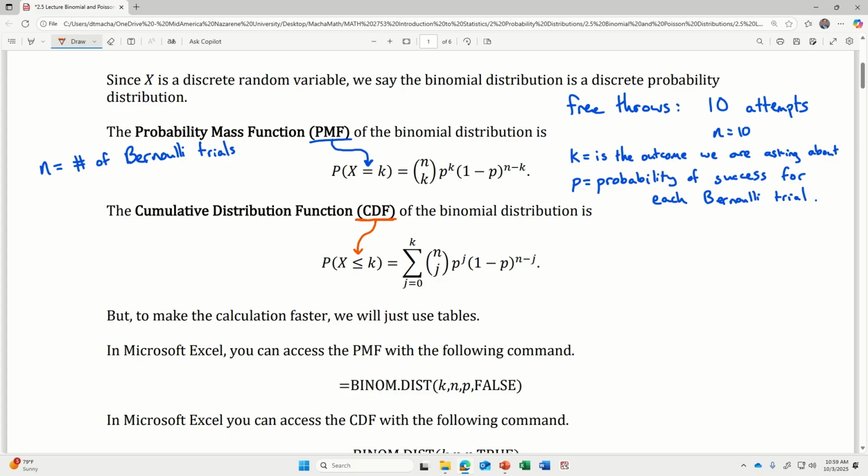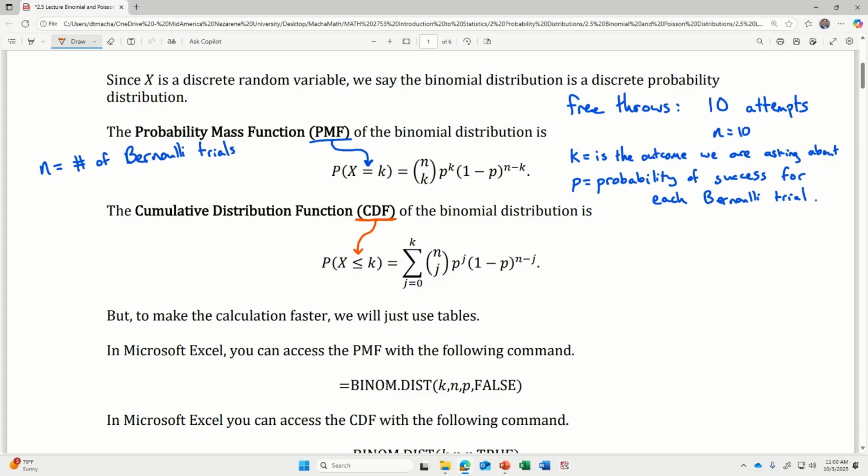I want the probability of getting less than or equal to 5. So I'm going to add up the probability of getting 0 plus the probability of getting 1 plus the probability of getting 2 plus the probability of getting 3 plus the probability of getting 4 plus the probability of getting 5. And when I add those together, I get the probability of getting less than or equal to 5. That's what the capital Greek letter sigma is saying.